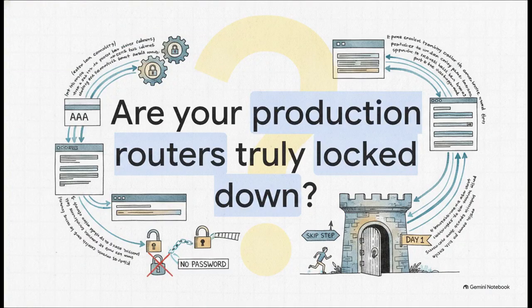So after walking through this complete day one workflow together, from understanding exec modes and encrypting local passwords, all the way to deploying legal banners, enforcing SSH, and implementing enterprise AAA, I want to leave you with a question to really think about. Are your production routers truly locked down? Or is it possible someone skipped a step on day one? Take these commands, go check your running configs, and make absolutely sure your network's front doors are as secure as you think they are.